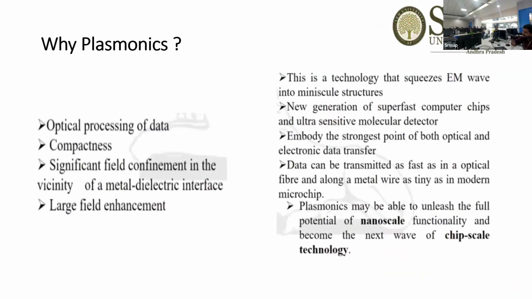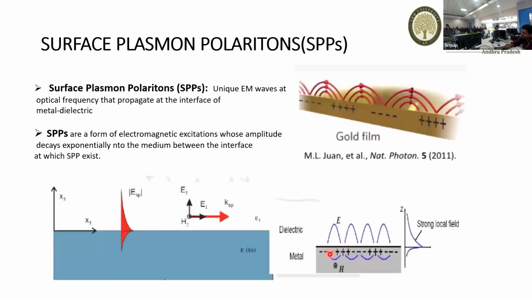And why plasmonic? Why are we interested in it? It gives us scope to generate super fast computer chips and ultra sensitive molecular detectors, and it is the next generation on-chip scale technology. It is potentially one of the ways in which we can integrate electric signals with optical signals. Data can be transmitted much faster than with optical fibers and dielectric waveguides. By designing this plasmonic waveguide, the data can travel much faster compared to optical fibers and advanced waveguide technologies. These are a couple of advantages we can specify here.